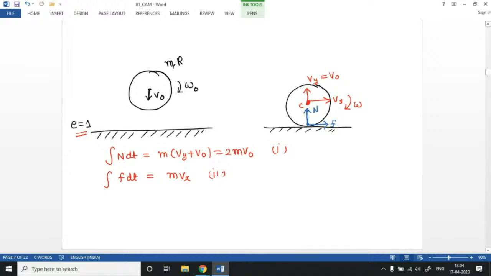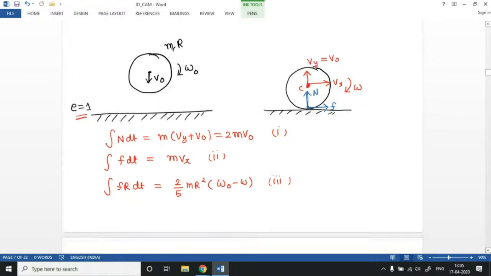And now we must also write the angular impulse momentum theorem. This friction is going to produce an impulsive torque about C. The torque would be F into R, and the angular impulse due to this would be the integral of FR dt, and that must be equal to the change in angular momentum about an axis passing through the center of mass, so I into delta omega. I is 2 by 5 mr square, and delta omega is omega naught minus omega. So these are the three equations.